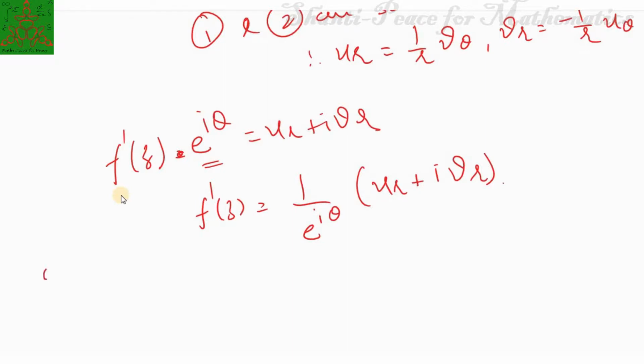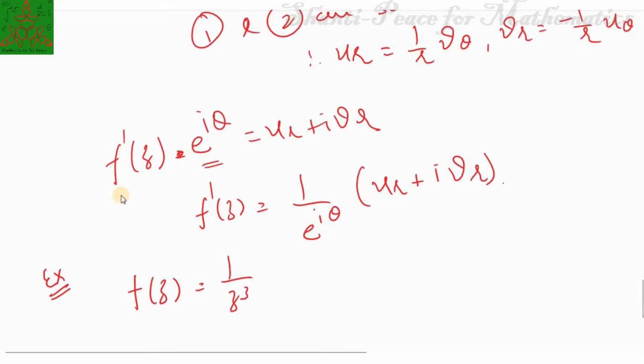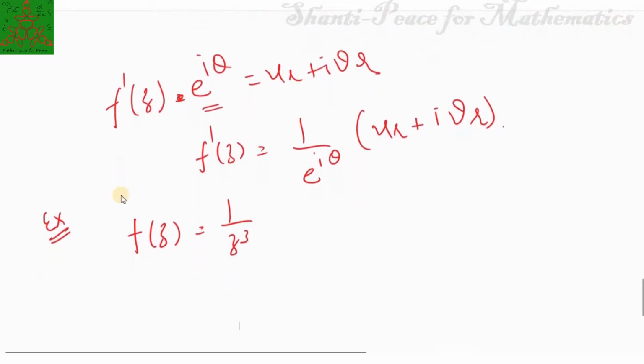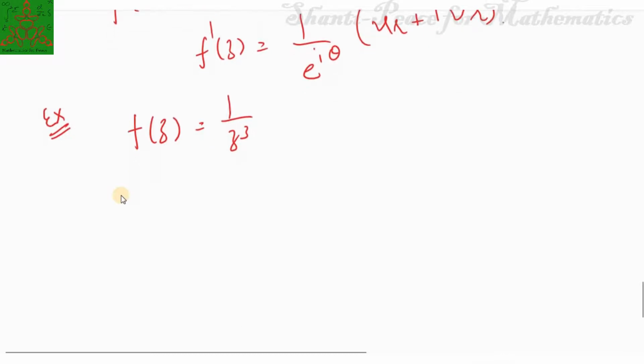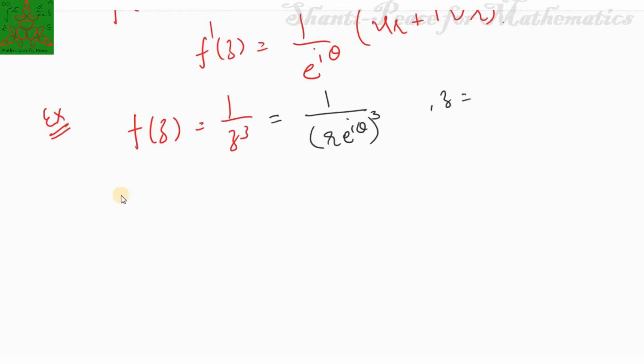So let's have that example which we started in this lecture. That is f of z is 1 upon z cube. Then we need to calculate whether this function is differentiable or not. For that you should check whether the CR equations are satisfied and the first order partial derivatives are continuous. So if you substitute z equal to r e raised to i theta, we will have this.